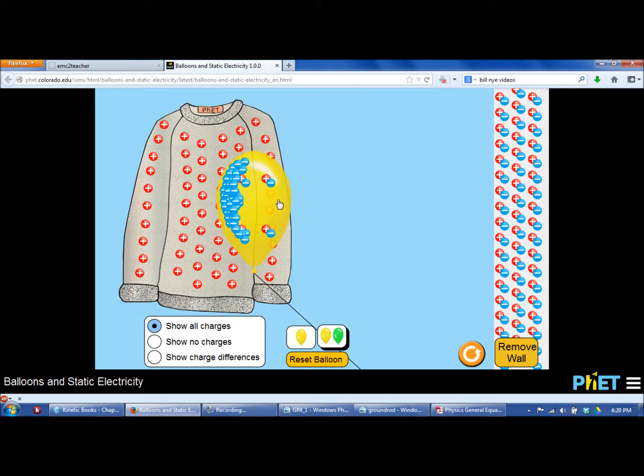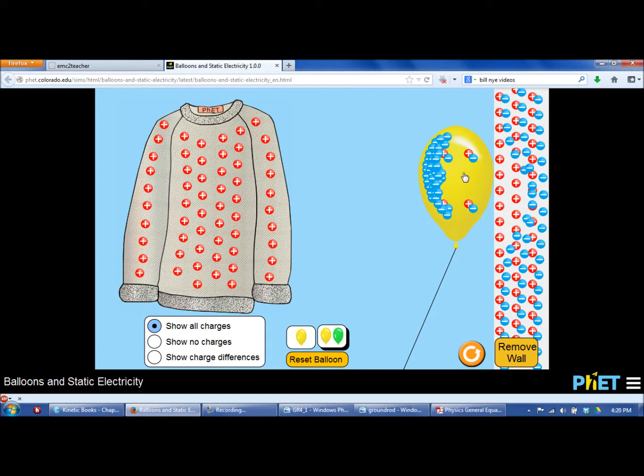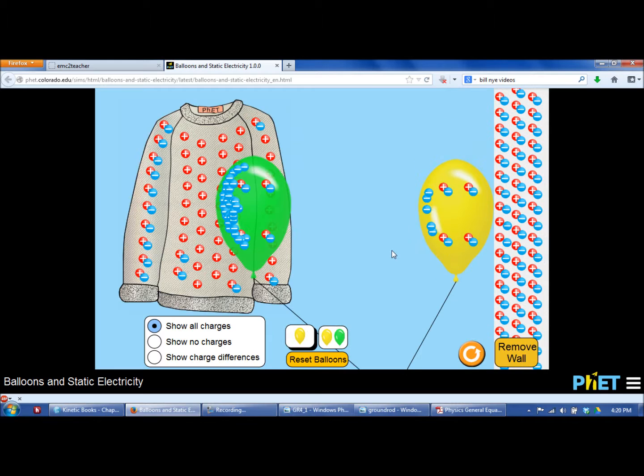If I bring it over to the sweater, of course it sticks also, but the wall, while the net charge on the wall is still zero, in areas it is positively charged and negatively charged. All right, a little bit.